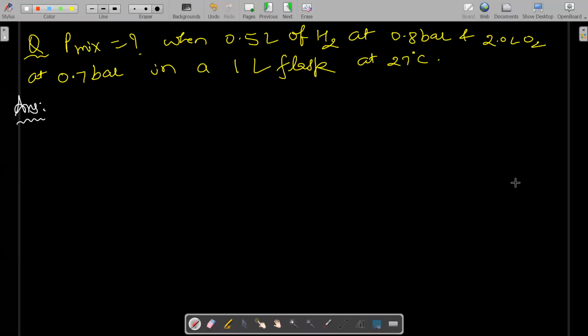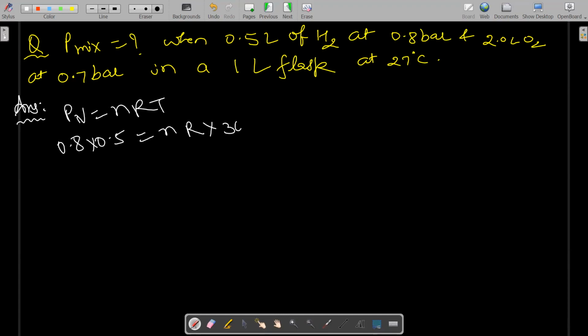So there are two methods by which you can do this. First method, suppose you are taking hydrogen, PV is equal to nRT. For hydrogen, P is 0.8 bar, volume is 0.5 liter, and you are calculating the number of moles. R is the gas constant, 0.083, the bar value you can take, and here you are taking 300 Kelvin, right? So you can calculate the number of moles of hydrogen.